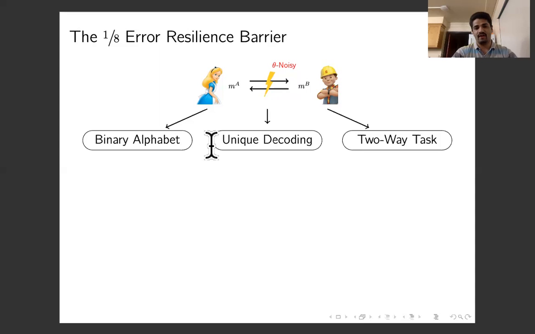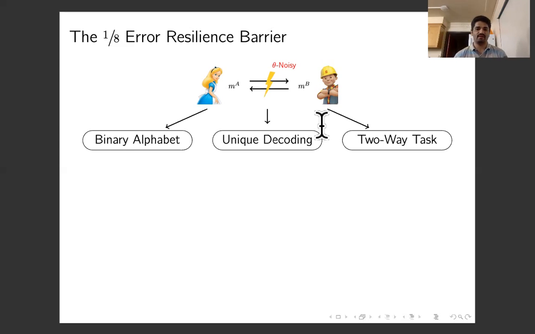The second factor of half comes from the fact that we want unique decoding. This means that after the protocol, Alice and Bob must output MA and MB exactly. This should be seen in contrast with list decoding, where instead of outputting MA and MB exactly, Alice and Bob need to output a small list of values that is guaranteed to contain MA and MB, to contain their correct outputs. So instead of outputting the exact solution, they need to output sort of an approximation where they have a small set of values, one of which is the correct solution.